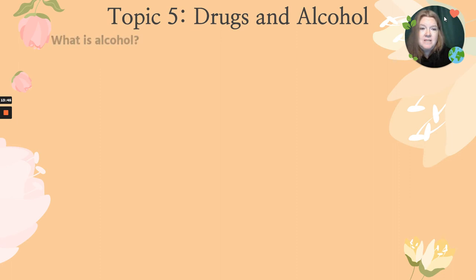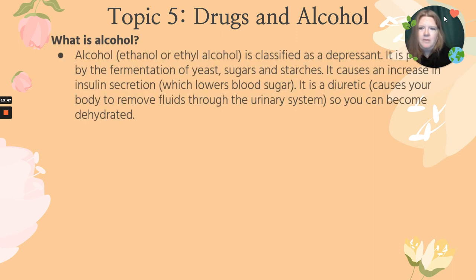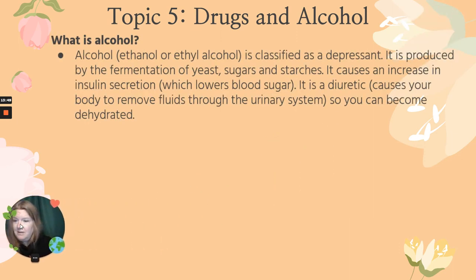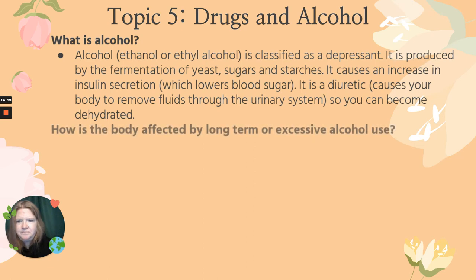All right, so drugs and alcohol. So what is alcohol? Alcohol is ethyl alcohol or ethanol, and it's classified as a depressant. So how do we make it? The fermentation of yeast, sugar, and starches. It causes an increase in insulin secretion, which lowers blood sugar. It's also a diuretic, which causes your body to remove fluid, so you go to the bathroom more. So you can become dehydrated. So your blood sugar can drop and you can become dehydrated.